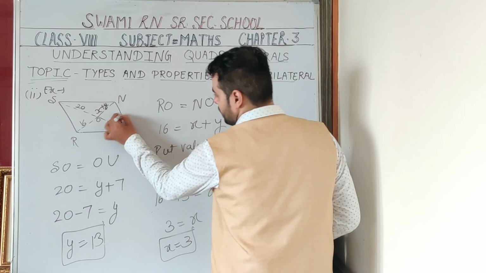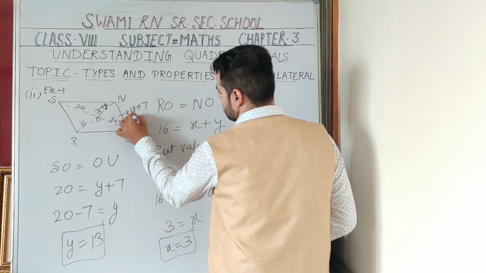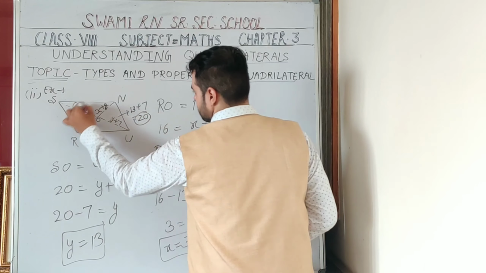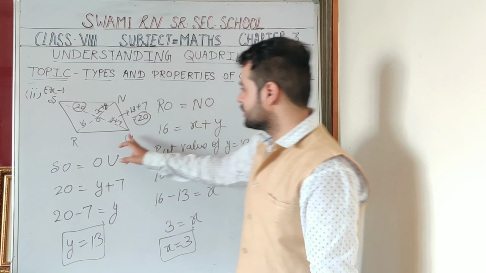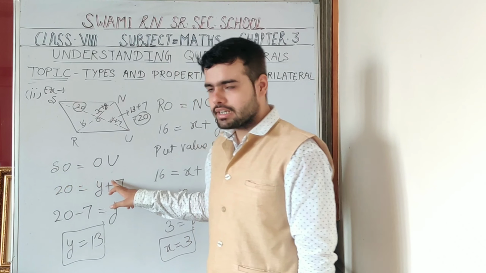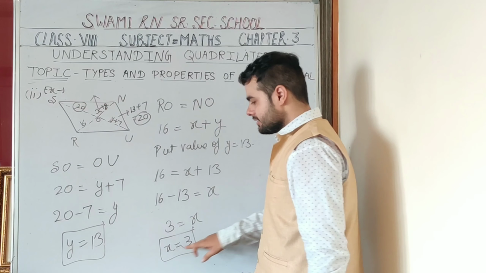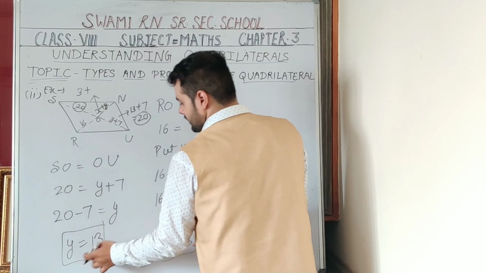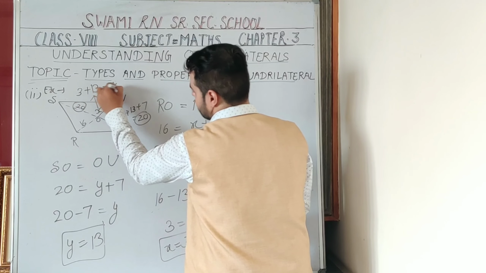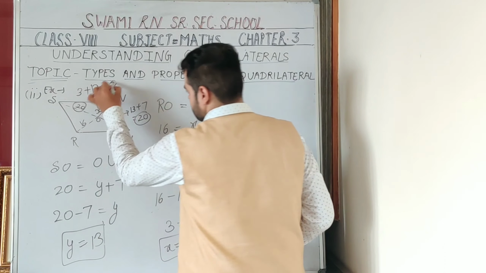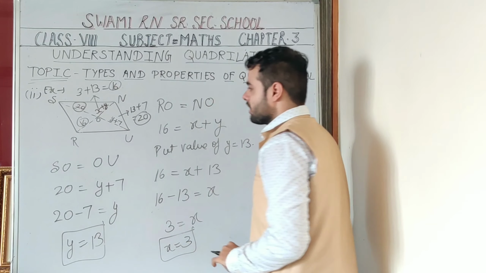So 13 plus 7 is equal to 20 we have. You can see, bisect means they both are equal. 20 is equal to 20. And similarly, when we put the values there, x is 3 and y is 13. 3 plus 13 is equal to 16. So they both are equal to each other. Okay, students?